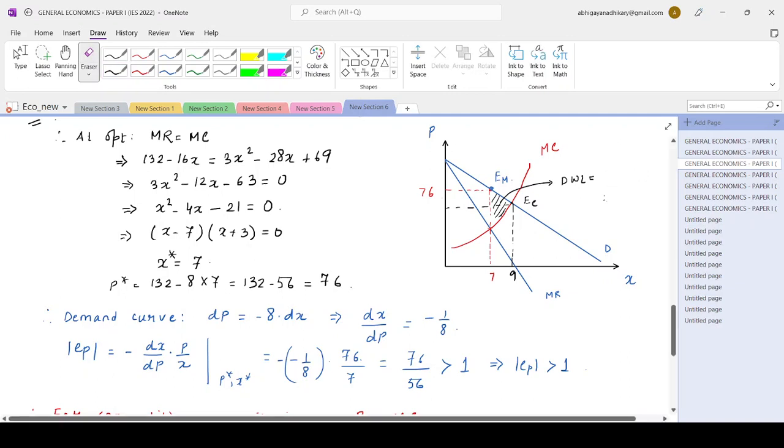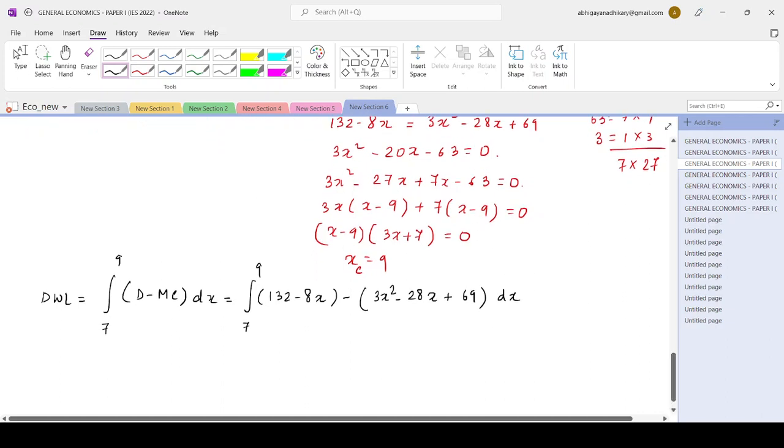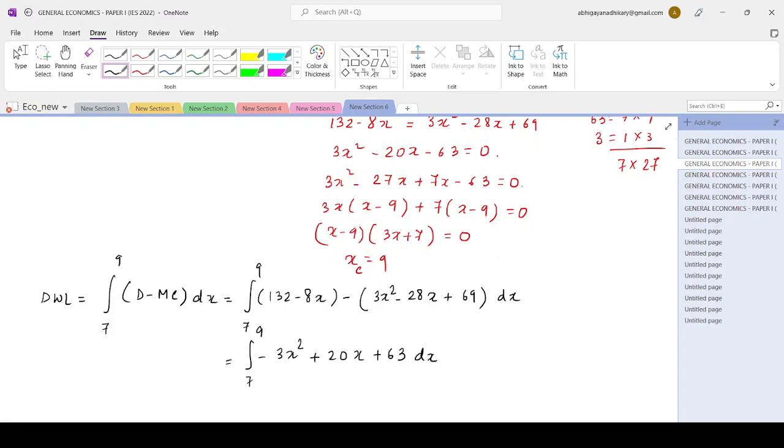So let me just write it a little bit neatly once more. This will be the integration from 7 to 9 of demand minus marginal cost, because this is the area under the demand curve and above the marginal cost curve. So we'll integrate this area to get to the answer. So the deadweight loss will be the integration from 7 to 9 of demand minus marginal cost dx. So that is the integration from 7 to 9 of 132 minus 8x minus (3x squared minus 28x plus 69) dx. So that is the integration from 7 to 9 of minus 3x squared plus 20x plus 63 dx.